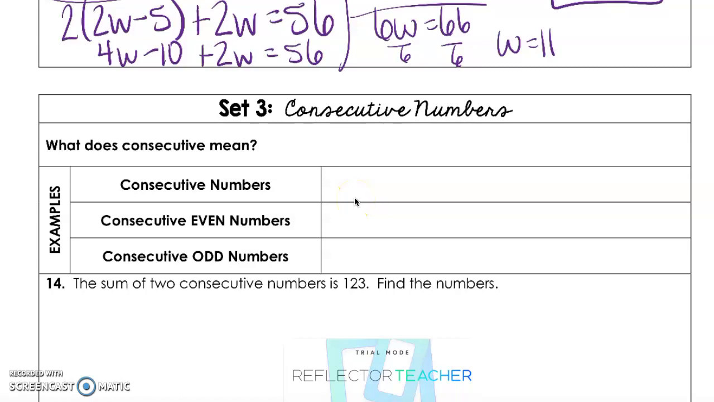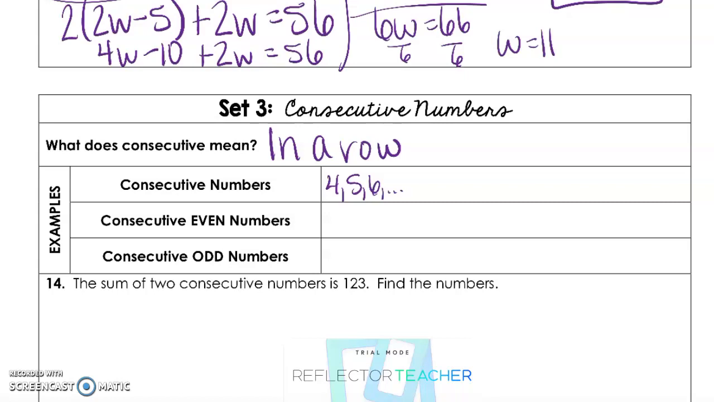This video will cover set 3, which starts on page 2-15. What we are going to look at are consecutive numbers. So consecutive means in a row. So we're going to look at 3 different sets of consecutive numbers: consecutive regular numbers, then consecutive even numbers, and consecutive odd numbers. So consecutive numbers is as simple as 4, 5, 6, so on and so forth.